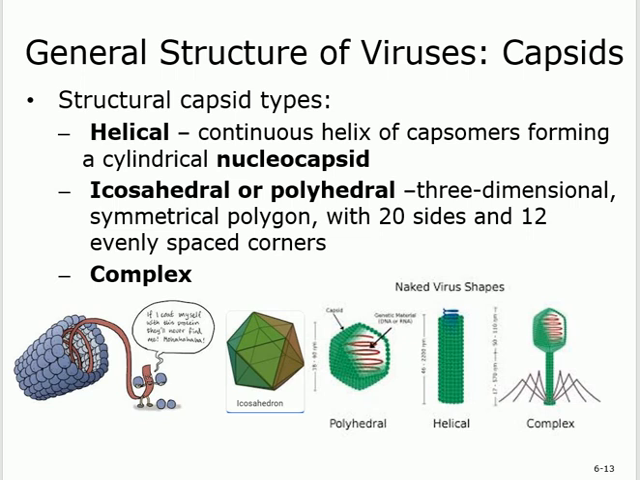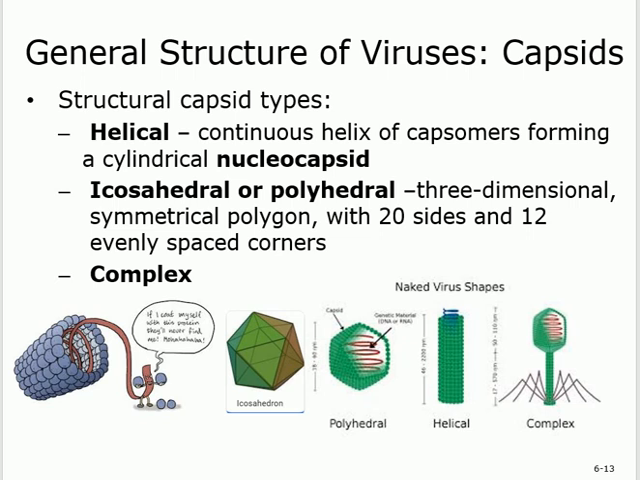Icosahedral or icosahedron. It can be polyhedral. It can be helical. It can be complex. Icosahedral, or icosahedron: icosa is a prefix that means 20, and hedron means face. So this shape has 20 different faces, which are triangles basically, and you have 12 corners. We call that the icosahedral.